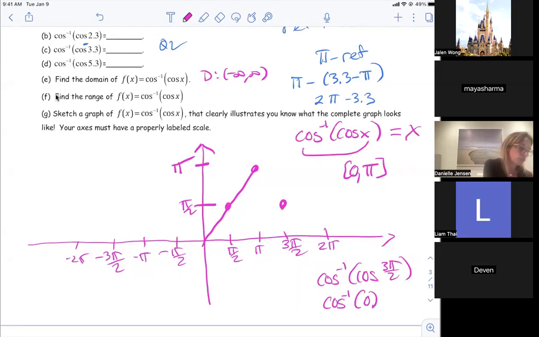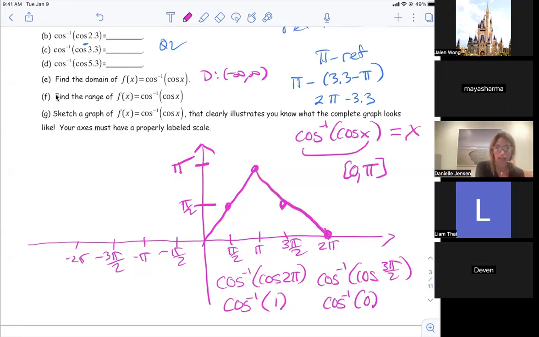And then I do 2 pi, inverse cosine of cosine of 2 pi. Well, cosine of 2 pi is 1, and inverse cosine of 1, well, that's back to 0. And so it goes like that. And then I can do the same in the negative direction. So it's going to repeat this.